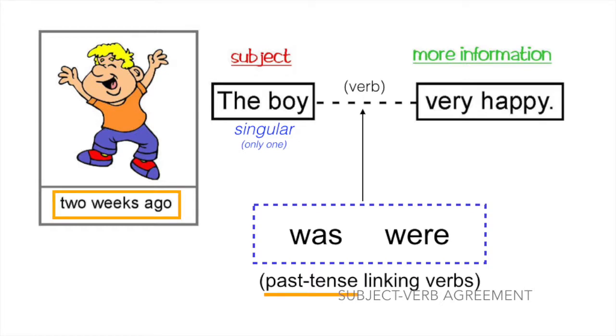Now notice that in the picture of the boy below, it says 2 weeks ago. So this was in the past, meaning that it already happened. So there are only 2 linking verbs that we can use, was or were. So let's go ahead and try each linking verb with the sentence and see which one works.